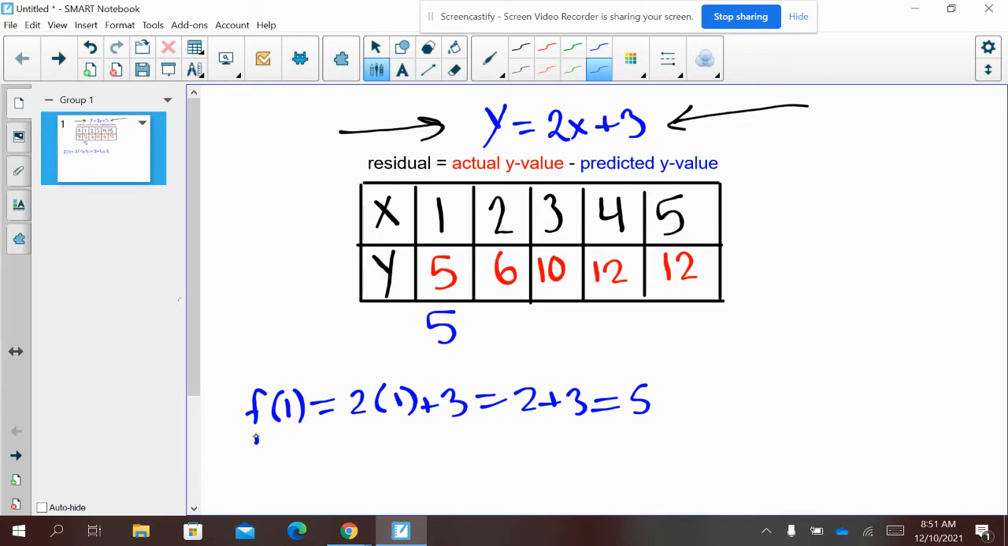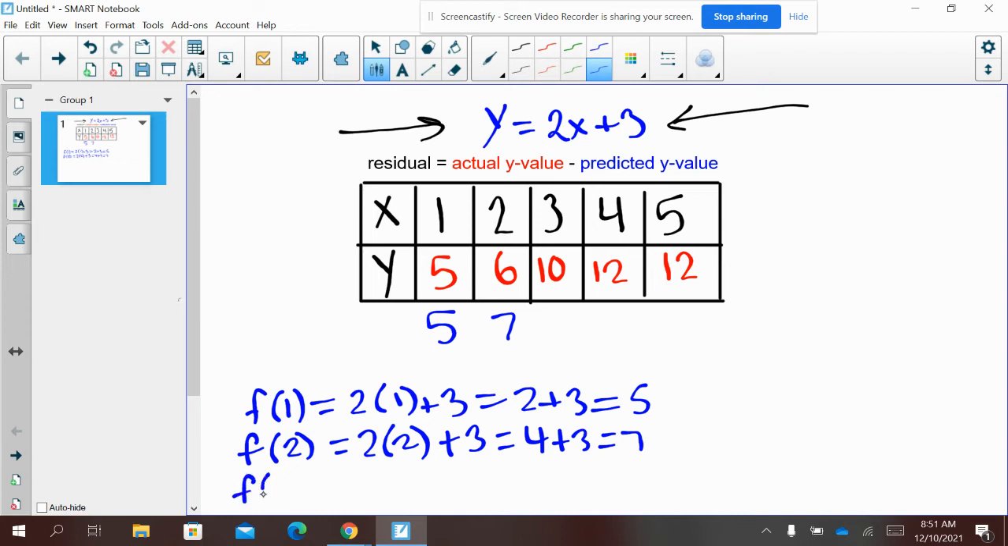Let's check for when x is 2. When x is 2, then the predicted y value would be 2 times 2 plus 3, or 4 plus 3, which equals 7. So it's a little bit off, not too much.